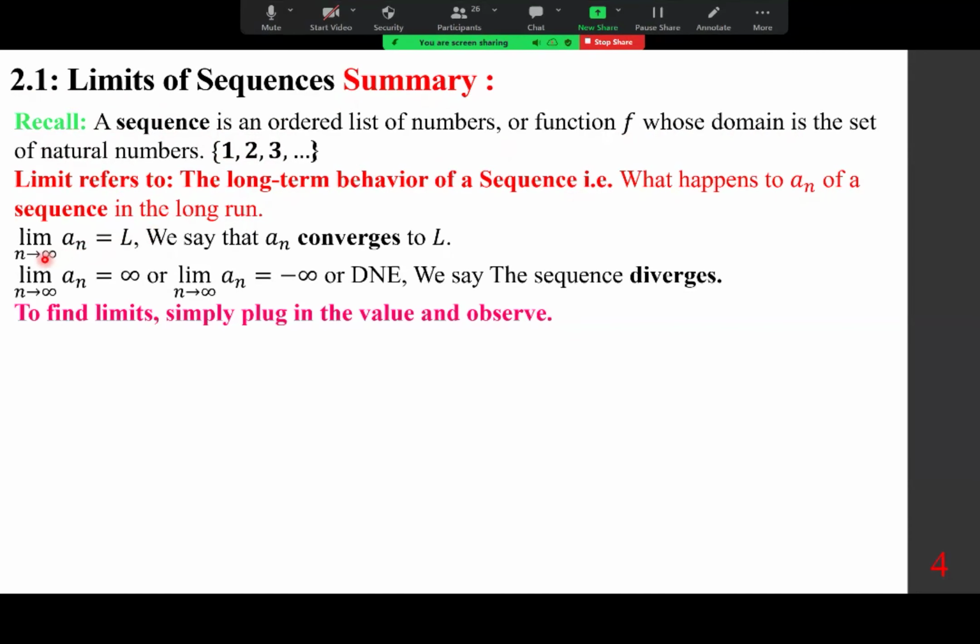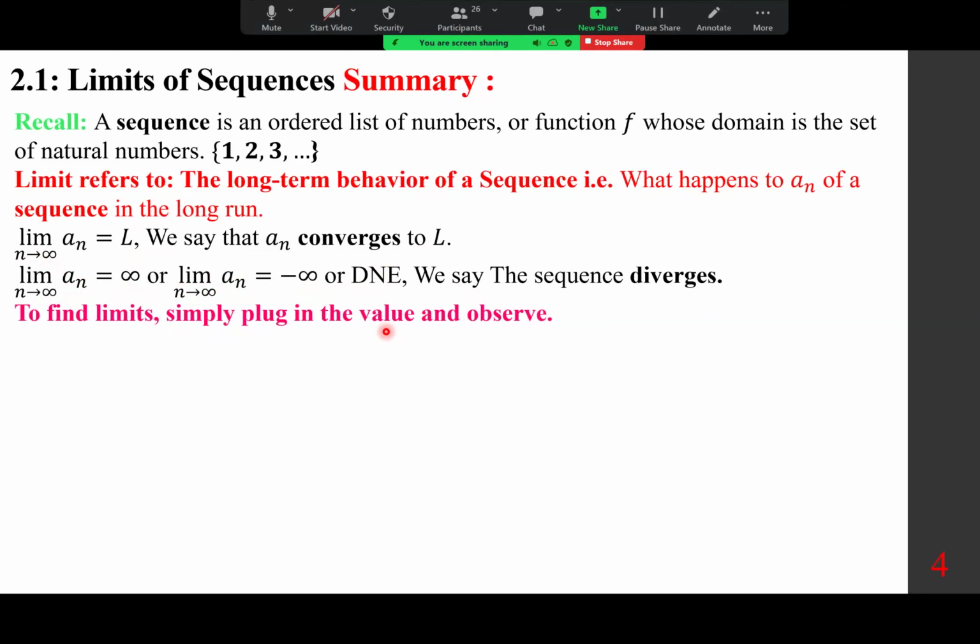The limit of a sub n as n approaches infinity equals L. We say that a sub n converges to L. If the limit of a sub n as n approaches infinity is infinity, or negative infinity, or DNE, does not exist, we say the sequence diverges. To find limits, simply plug in the value and observe. We're going to discuss this with more details.